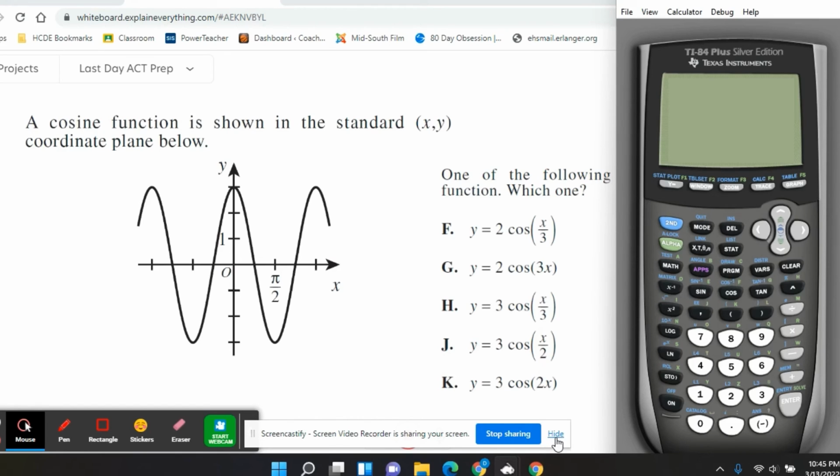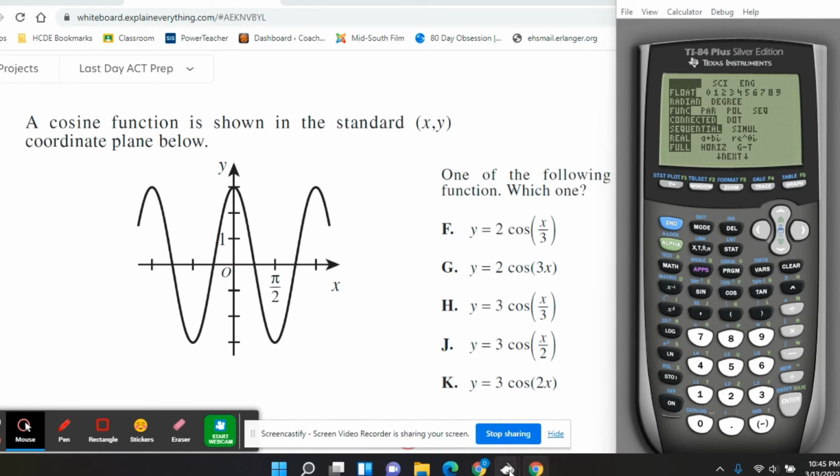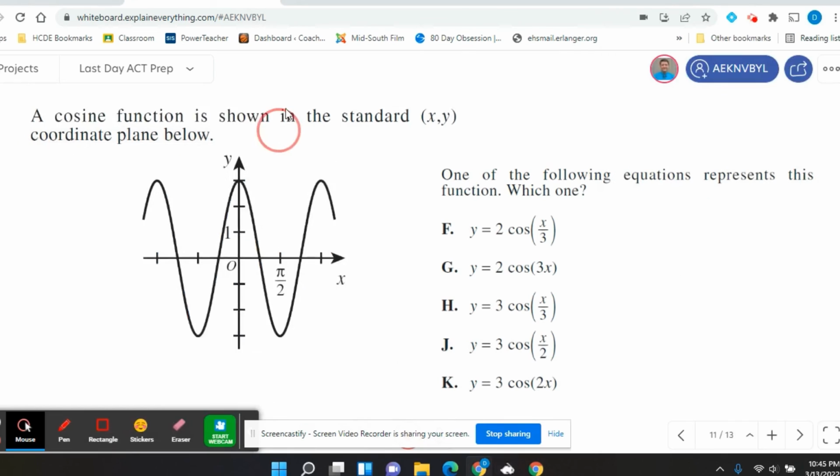Now, this is going to involve changing modes, but let's take a look and see. So here's what I'm going to do. I'm going to my y equals, and I'm going to type in the equation that I feel is correct. I'm going to pick J. So I go 3 cos of x divided by 2. So what I want to make sure of is, since this is talking in terms of pi, my calculator needs to be in radian mode, which it is. So I put my calculator into radian mode.